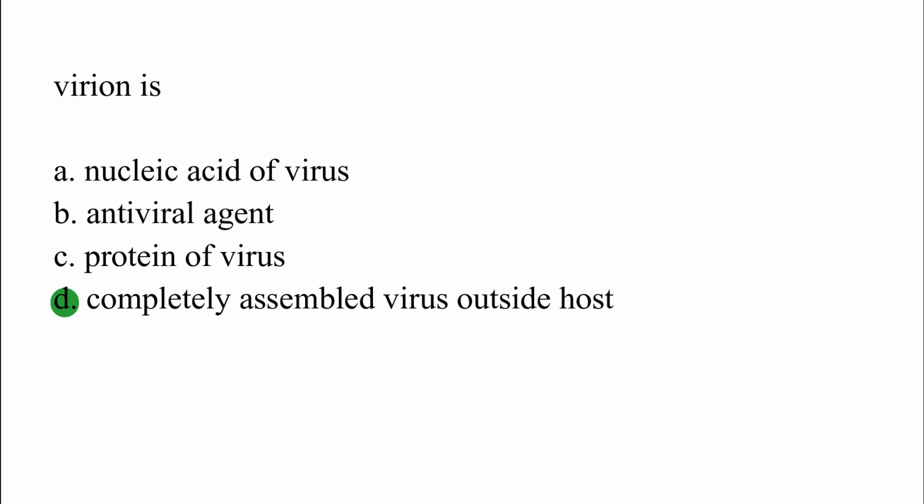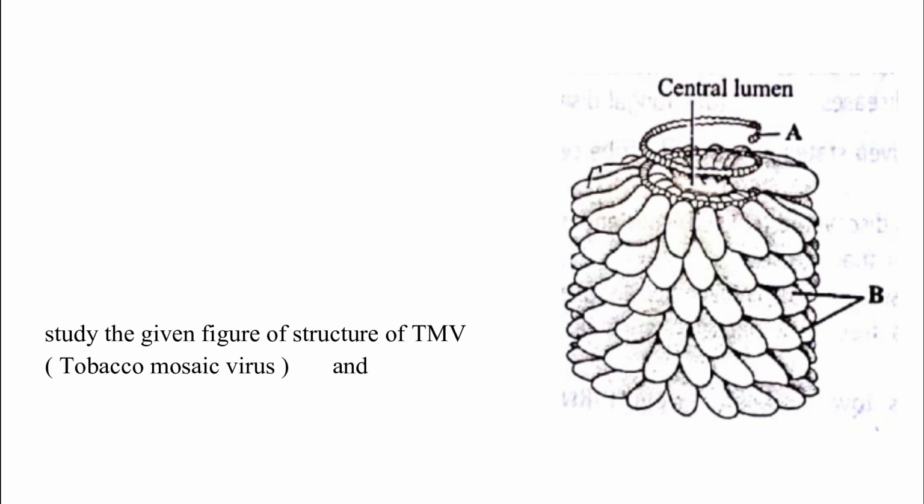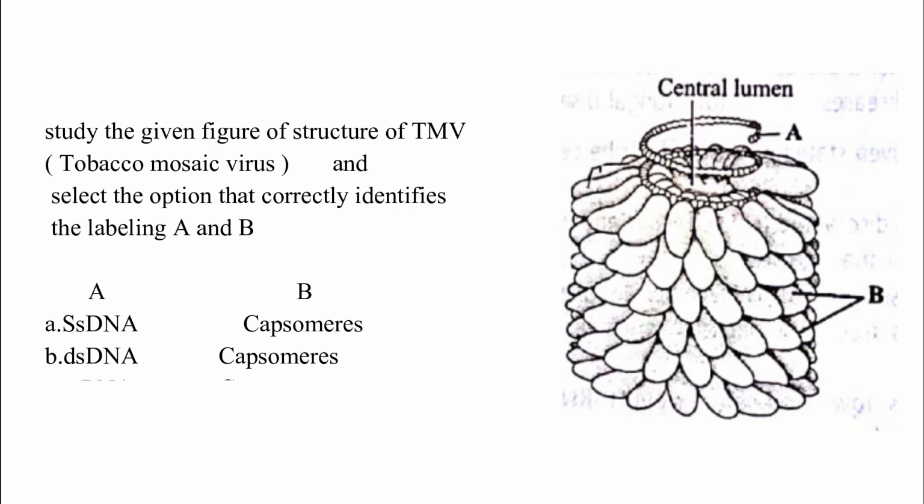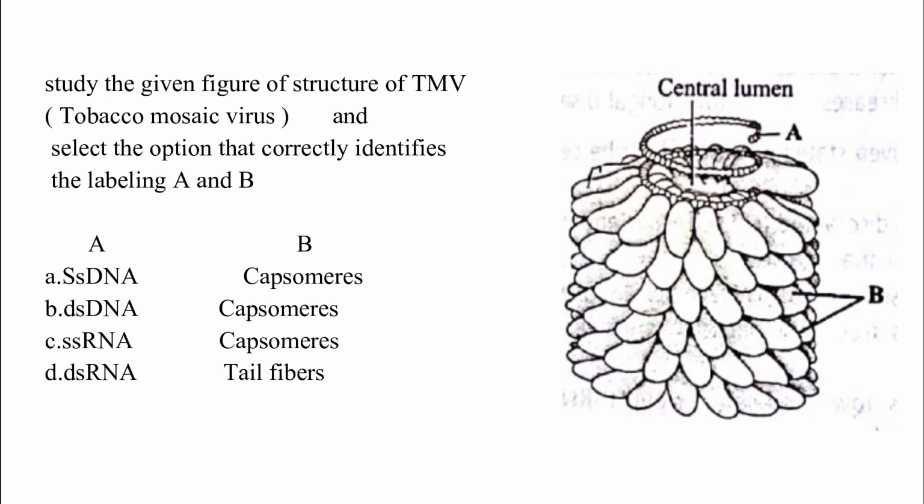Study the given figure of the structure of TMV, that means tobacco mosaic virus, and select the option that correctly identifies the labeling A and B. Option A, single-stranded DNA, capsomere. Option B, double-stranded DNA, capsomere. Option C, single-stranded RNA, capsomere. Option D, double-stranded RNA, tail fiber. The correct answer is option C, which is A labeling for single-stranded RNA, and B labeling for capsomere.